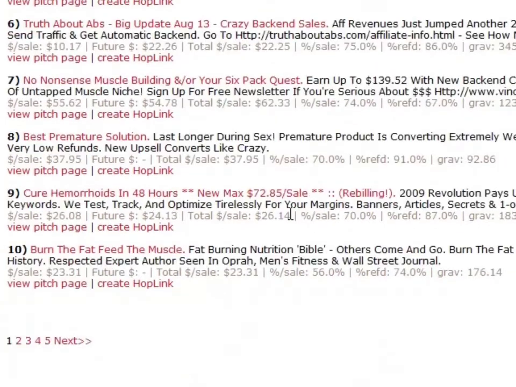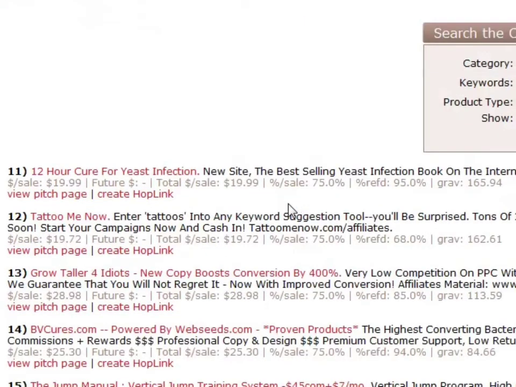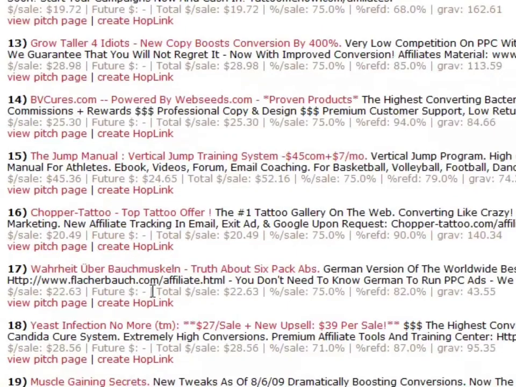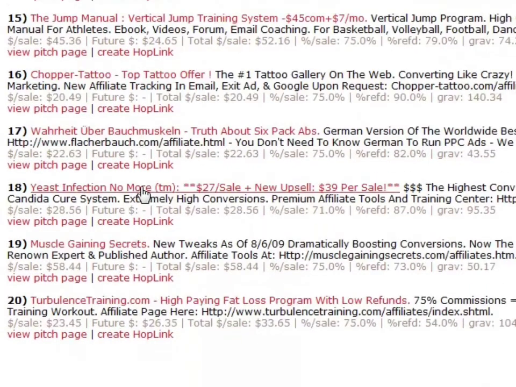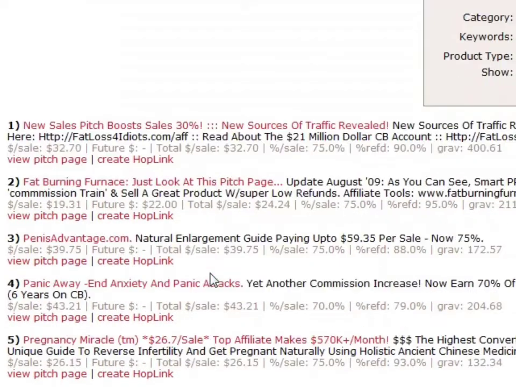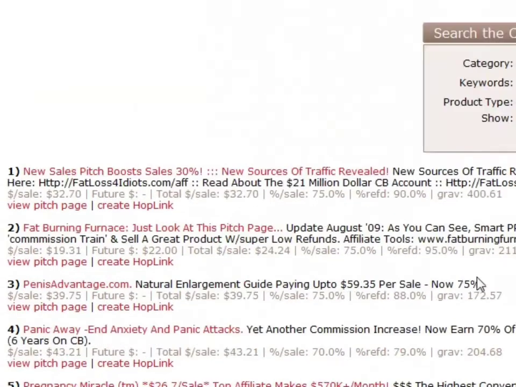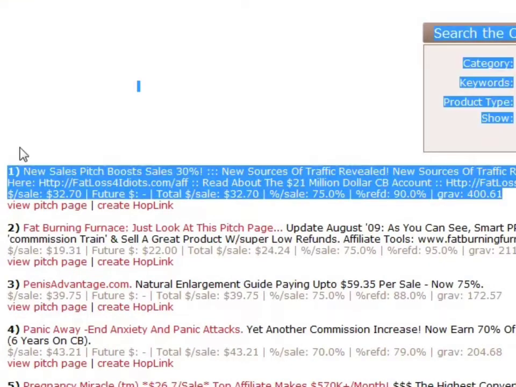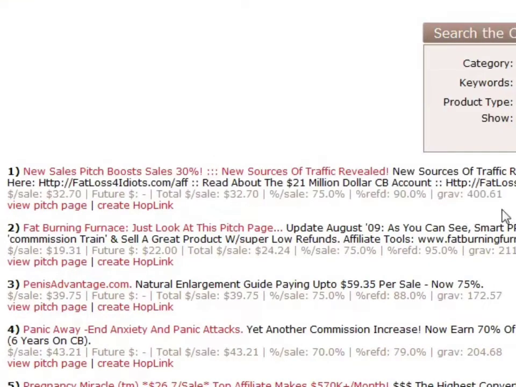You know, you can always promote a less popular thing. So if we go on page 2, stuff like this we can always promote. But I prefer to stick with the top 10 and the higher gravity whenever I'm doing this method, because I know it's converting. I know it's converting because a lot of people are promoting it. So that's good. So I'm just going to go with this one. And we're going to go.